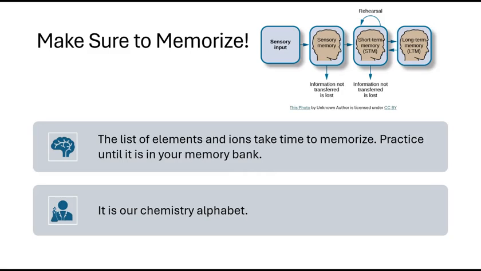Make sure to memorize. The list of elements and ions take time to memorize. Practice until it is in your memory bank. It is our chemistry alphabet, and the more you practice, the more it will stay in your short-term memory and eventually in your long-term memory. The key is practice or rehearsal.